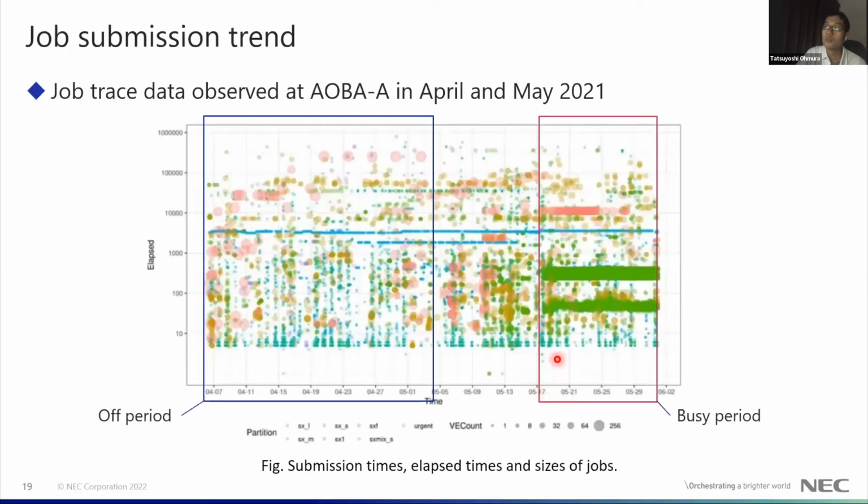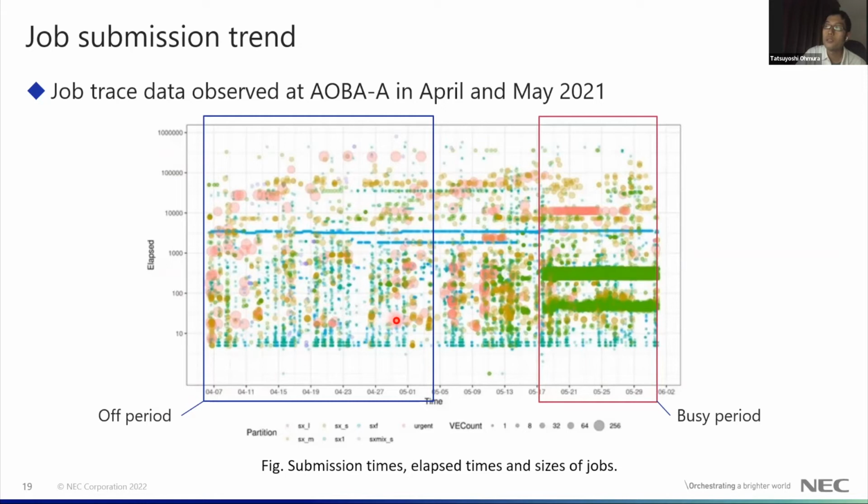This slide shows job trace data observed at AOBA-A in April and May 2021. The horizontal axis shows the job submission time, which is when the job was submitted. The vertical axis is the job execution time, which indicates how long the job was running. The size of each circle is the size of the job, which indicates how much computing resource was spent for execution. The color of each circle is the queue to which the job was submitted.